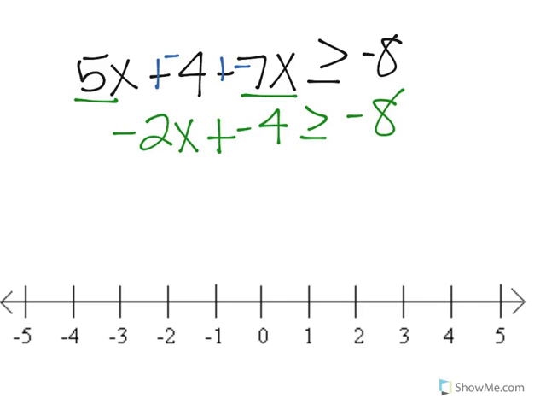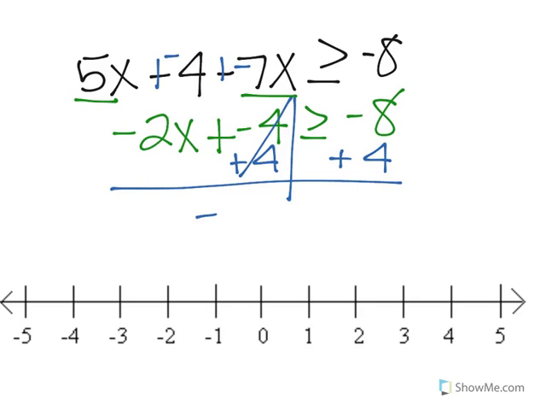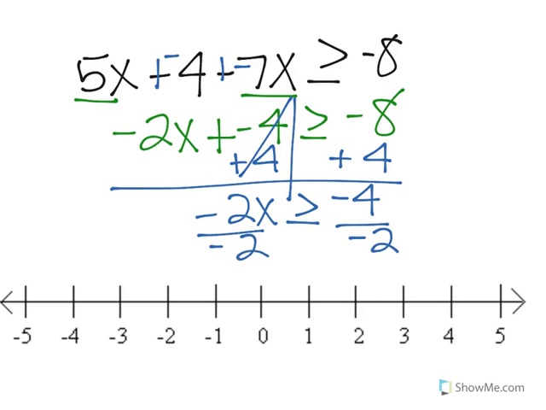Now we can just draw the t. We're going to add a positive 4 to both sides. So that cancels. We're left with negative 2x is greater than or equal to negative 4. Divide by negative 2 and divide by negative 2. This is what changes. This is what we haven't learned yet. So pay attention. The negative 2's cancel and we get x.